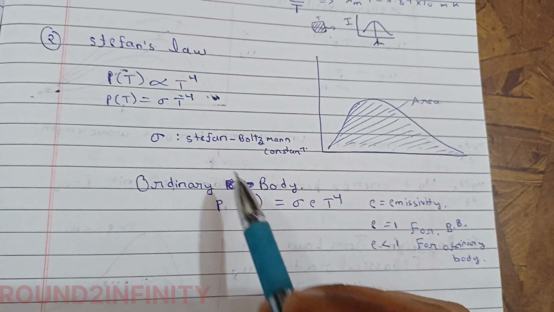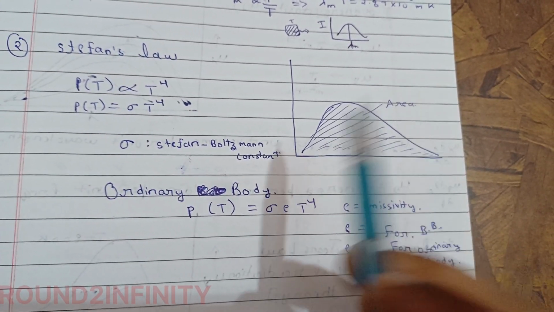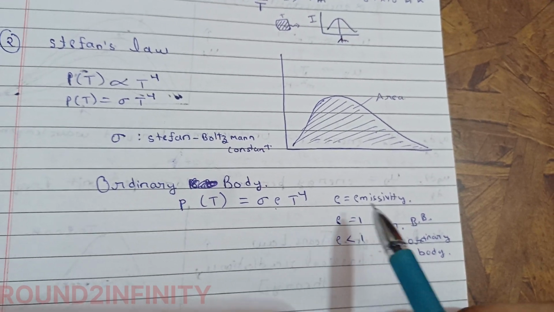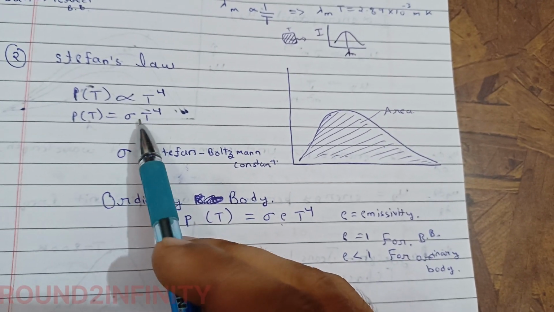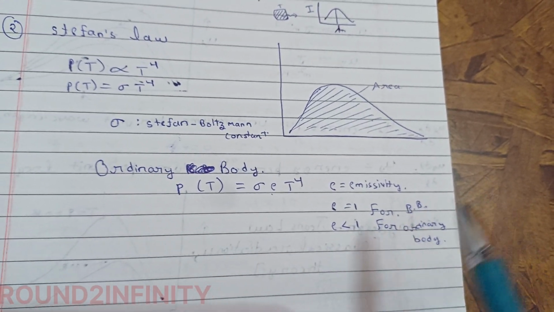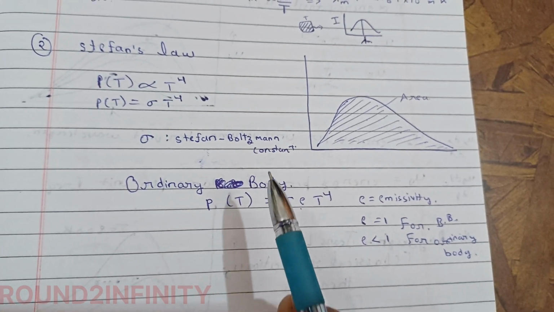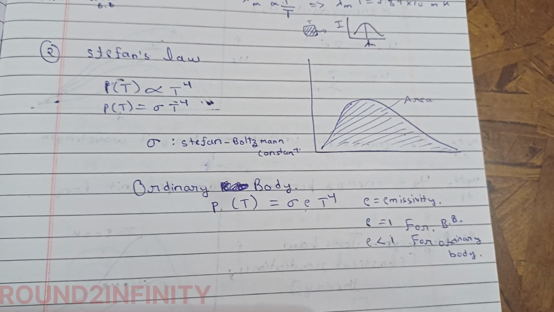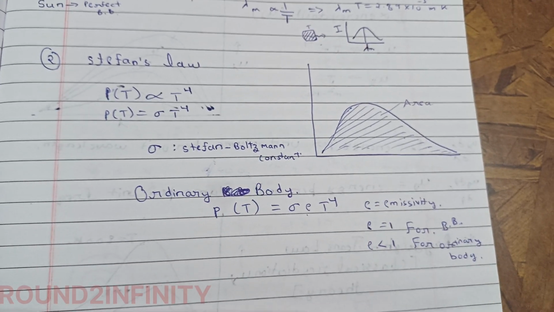For an ordinary body, Stefan's law can be written as the power, meaning the energy emitted per second, equals sigma e A T^4, where e is the emissivity, and it is 1 for the black body. Then you get this formula for the ideal black body, and it is less than 1 for an ordinary body, which can be any body. Black body does not mean that it should be black in color. It can be any body which is emitting radiation, and these laws are applicable to it.